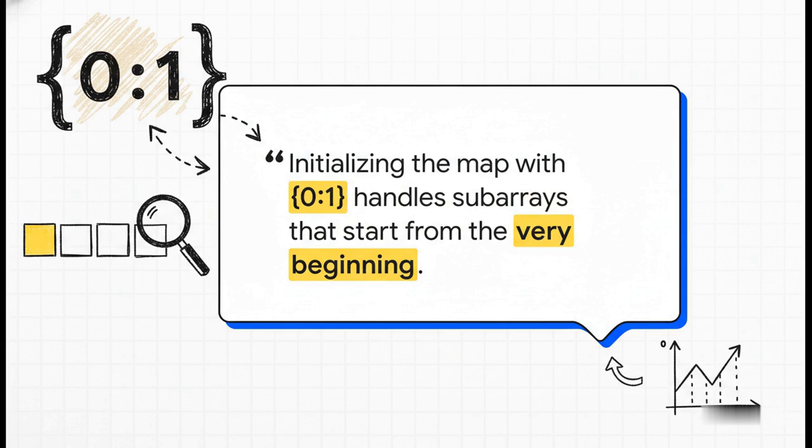Why? Well, think about it. What if a subarray that equals k starts from the very beginning of the array? Its running total will just be k. So when we ask our magic question, what is current sum minus k, the answer will be k minus k, which is 0. By preloading our map with a 0, we're basically saying, hey, the sum before the array even started was 0, and we've seen that one time. This is the key that lets us correctly count those cases.